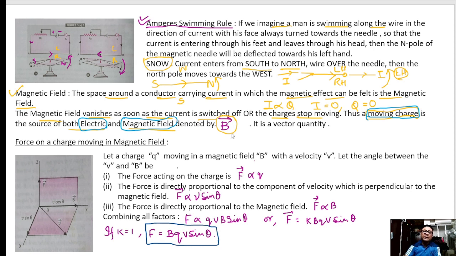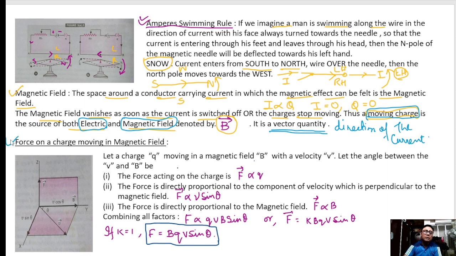So the symbol of magnetic field is B and it is a vector quantity. Magnetic field is a vector quantity because it depends on the direction of the current. So please remember that magnetic field is a vector quantity.